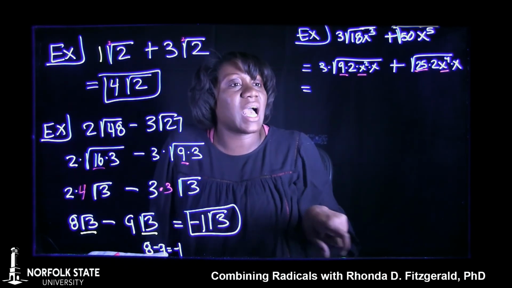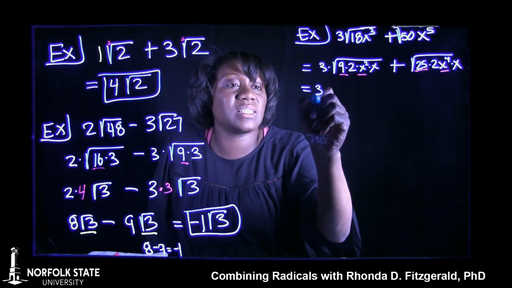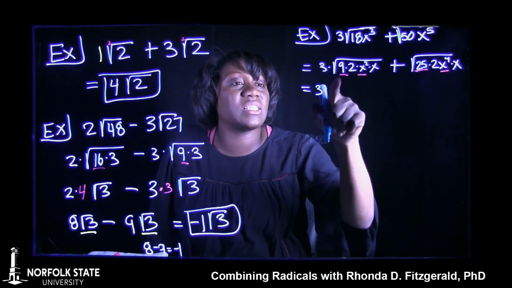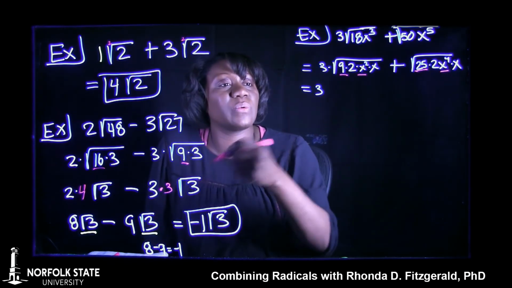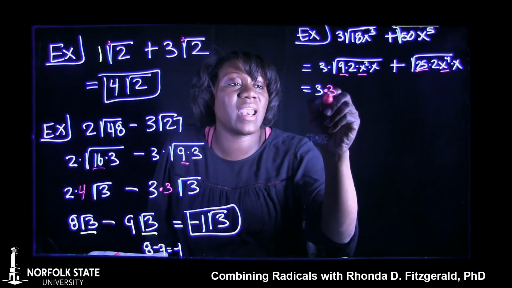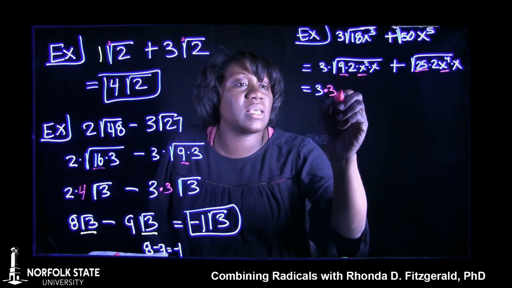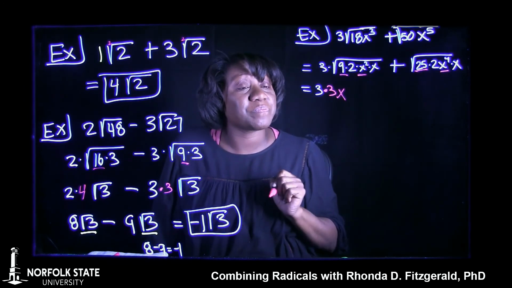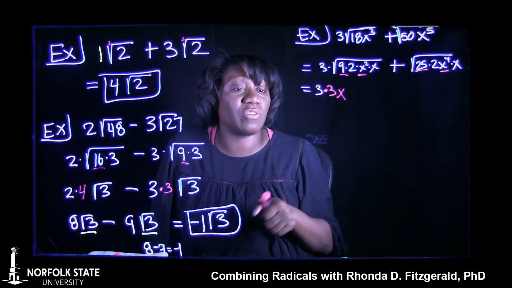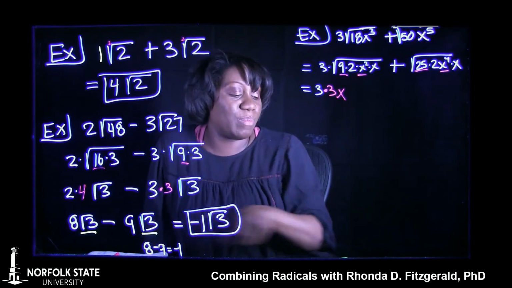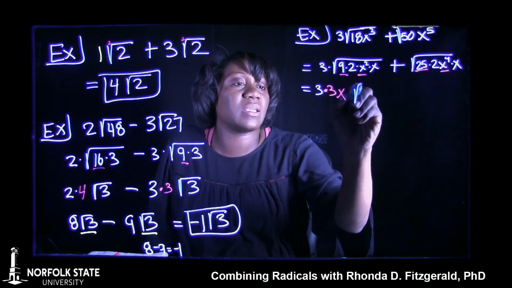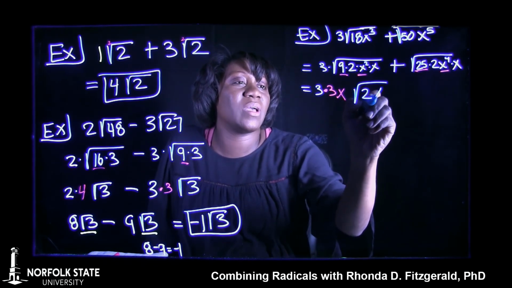So let's look at this guy. 3, because he's already there. What is the square root of 9? The square root of 9 is a 3, so that has to come out. And then the square root of x squared is simply x. And then what's my leftover part? My leftover part is simply 2x.